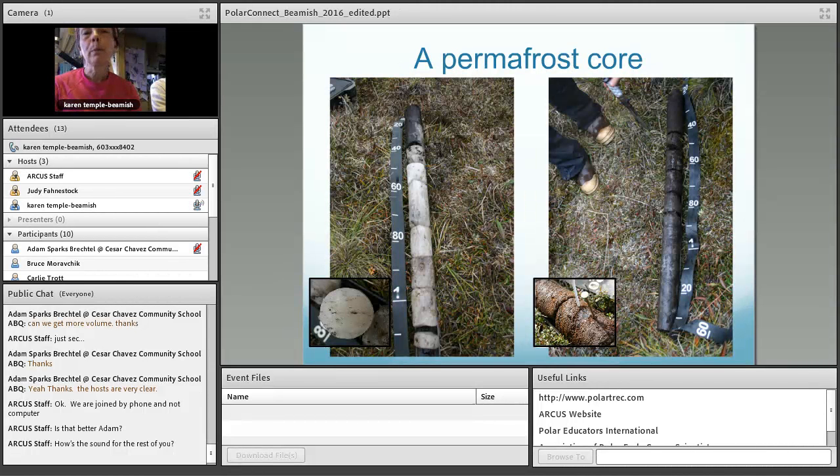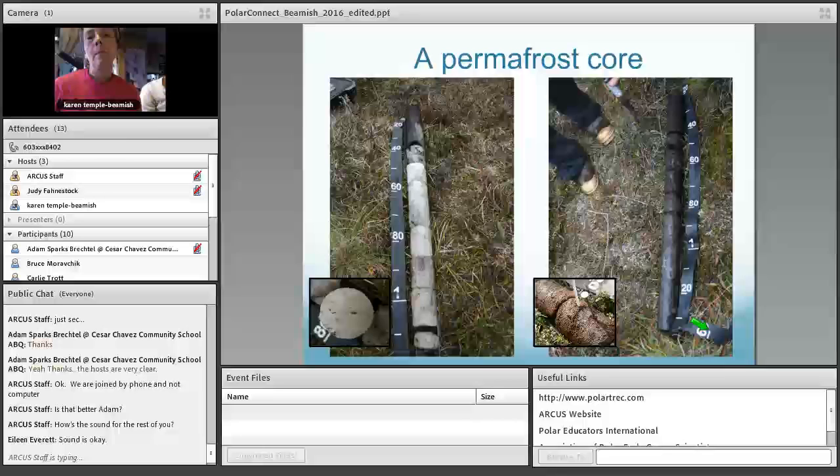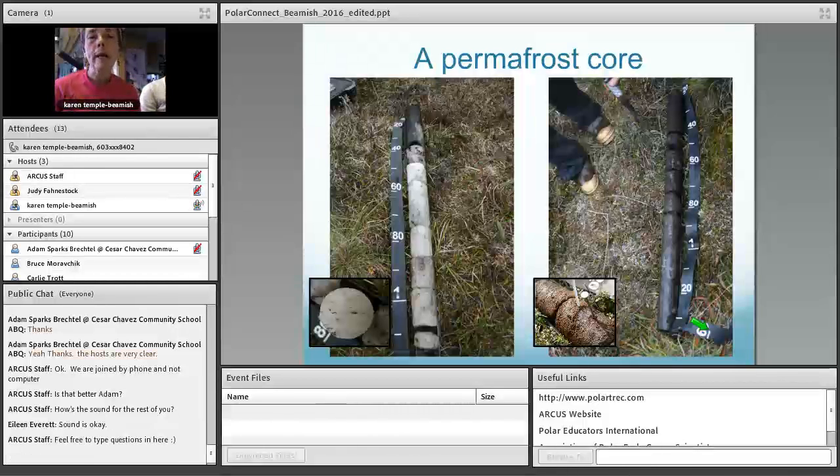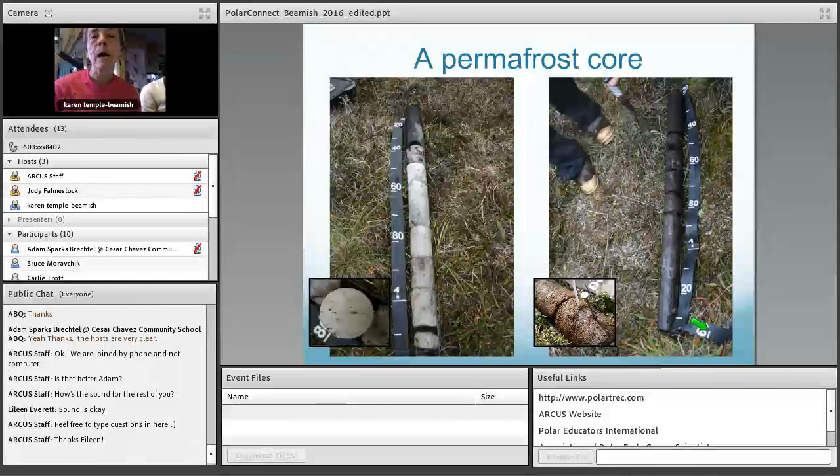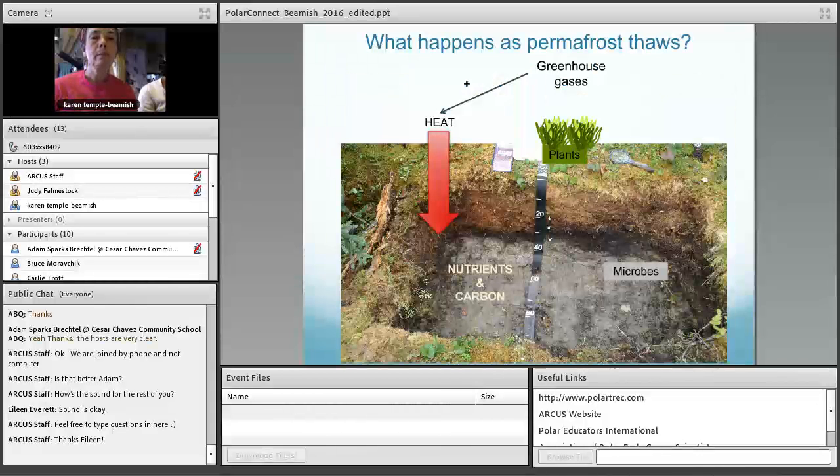So here is a permafrost core sample, and on the left-hand side of the screen you can see that this core has mainly ice in it, and it comes from what we call an ice wedge. And then on the right-hand side, you see a core of permafrost that's been pulled out, and it's mostly organic matter that is undecomposed. Next slide, please. So what happens as the permafrost thaws?